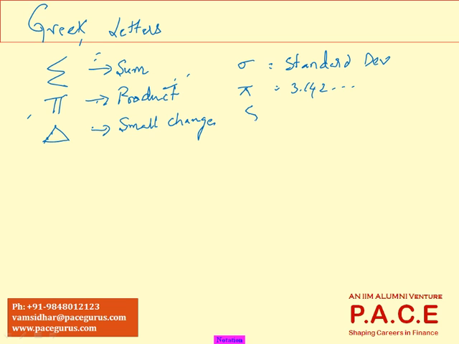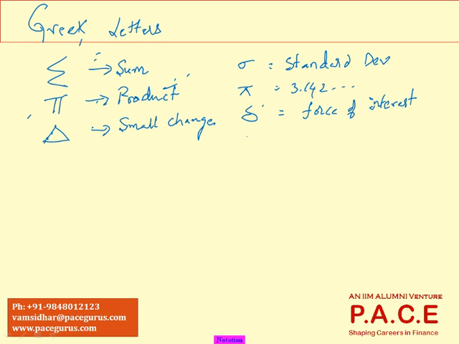Even the small delta is something like this. This also has some usages. Small delta is used to denote the force of interest, again in the continuous rate of interest.